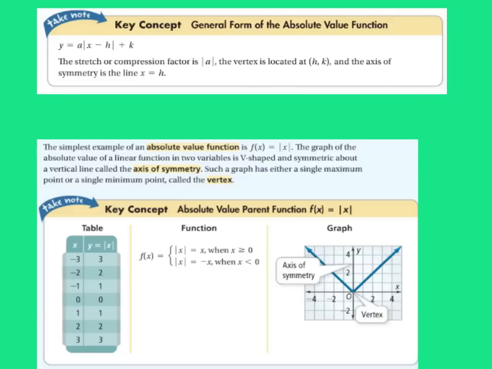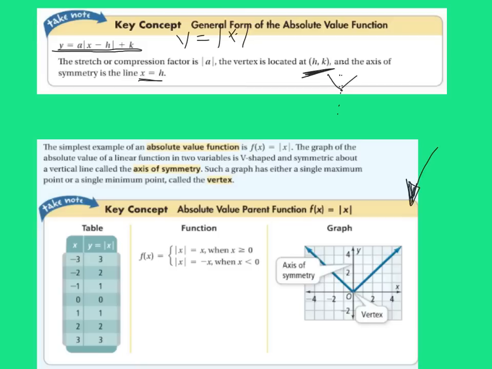So first, when you're looking at this equation right here, this is your transformation equation from your parent function, which is the absolute value of x. Now, when you have this transformation function, the h and k are always going to be your vertex, the spot in your graph where the graph splits into two separate sides. And h is always the line that it crosses, where it's going to be reflecting.